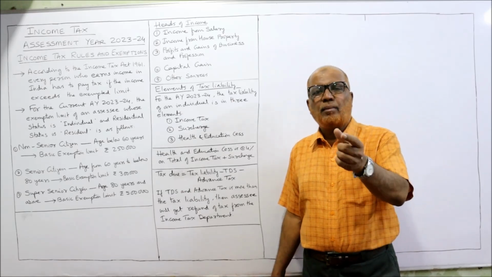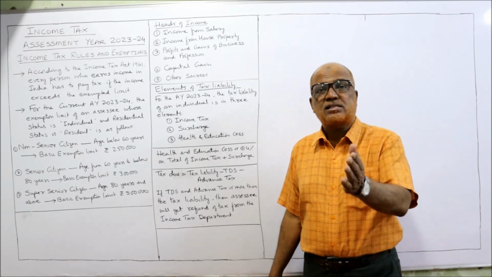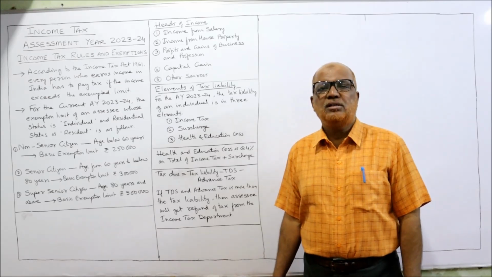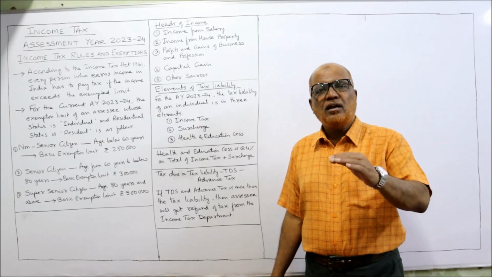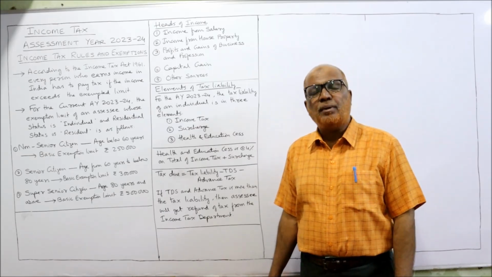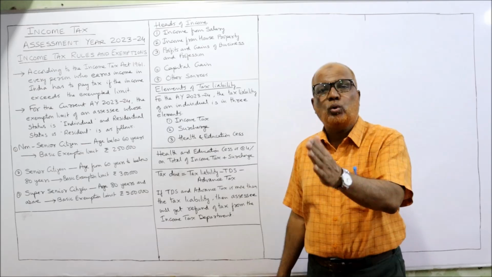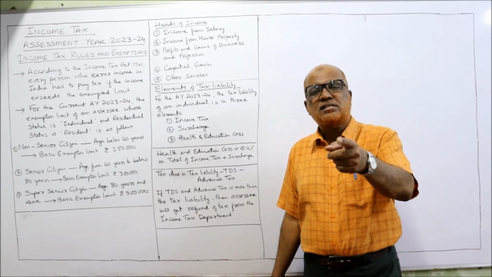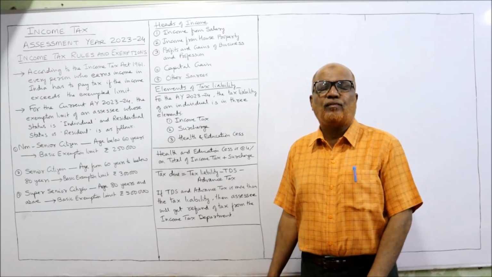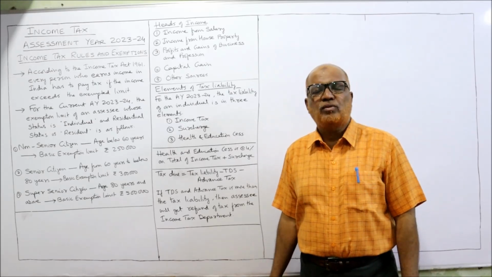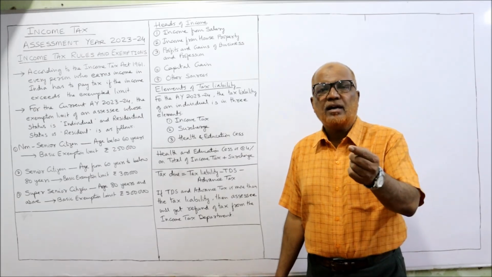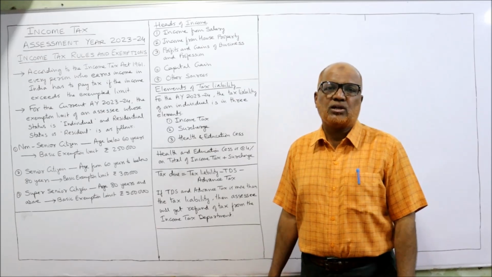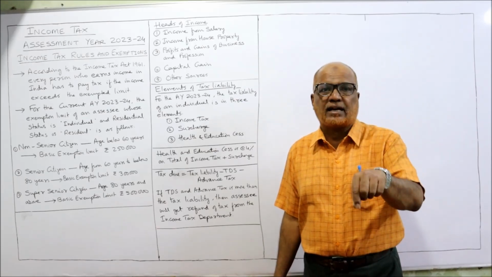If the total income exceeds 50 lakh and up to 1 crore, the surcharge is 10%. If the income exceeds 1 crore up to 2 crore, the surcharge will be 15%. If the income exceeds 2 crore up to 5 crore, the surcharge will be 25%. If the income exceeds 5 crore, the surcharge rate will be 37% of tax.